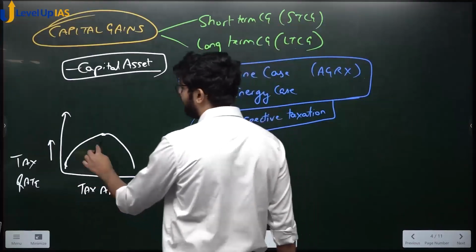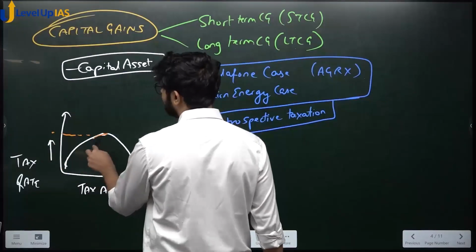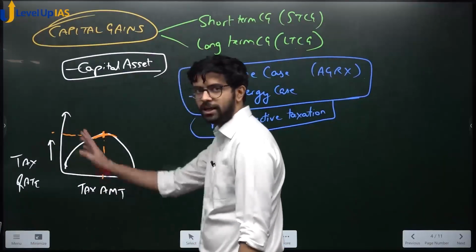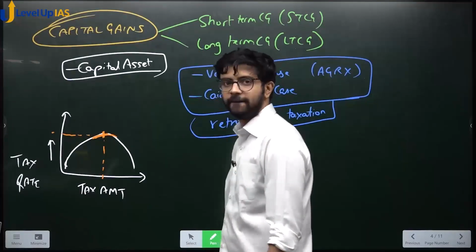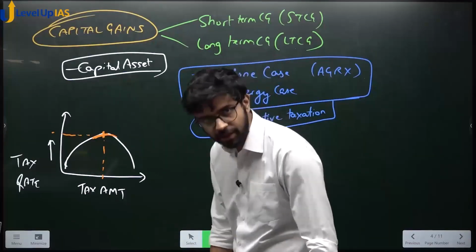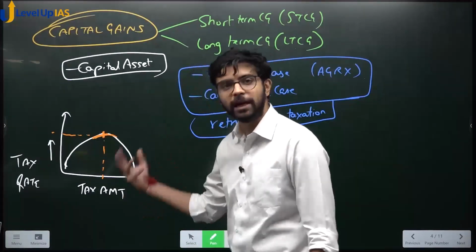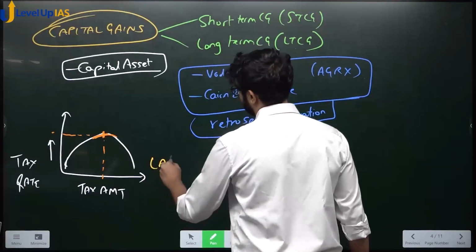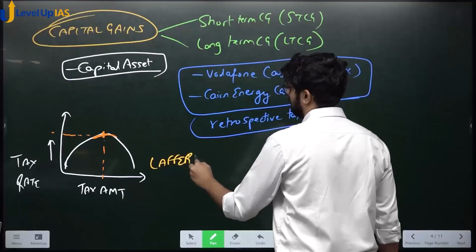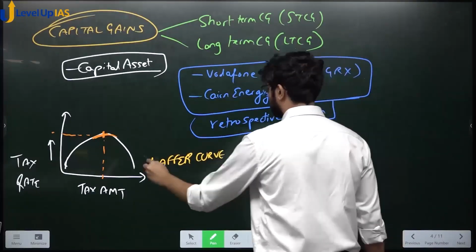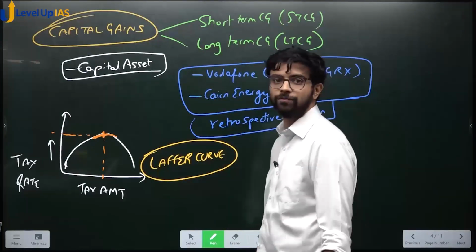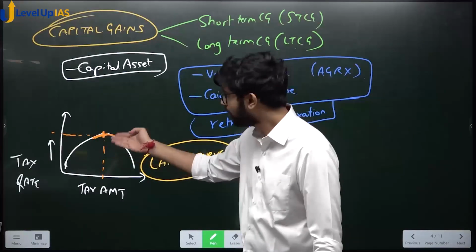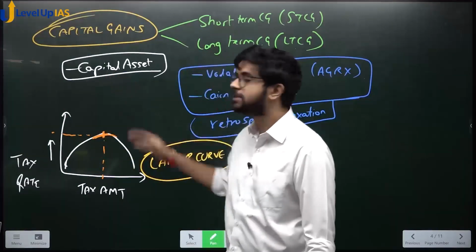So what is the optimum rate? This is the optimum rate where your tax collection is maximum. Yes or no? Tax collection is maximum at this rate. This analysis was given by a person and this curve is named after that person and is known as the Laffer curve. L-A-F-F-E-R. Laffer curve. Okay? As you increase your rates, your tax collection will go on increasing, but after a point of time it will reduce when you keep on increasing your rates.